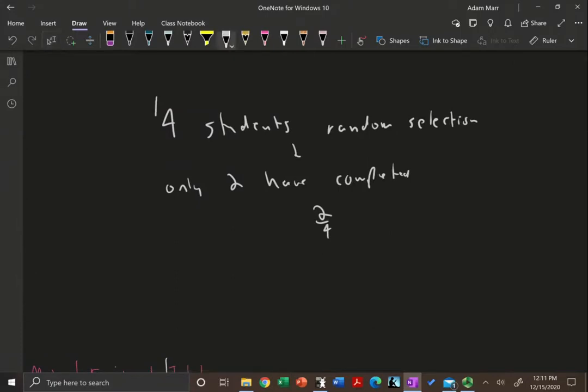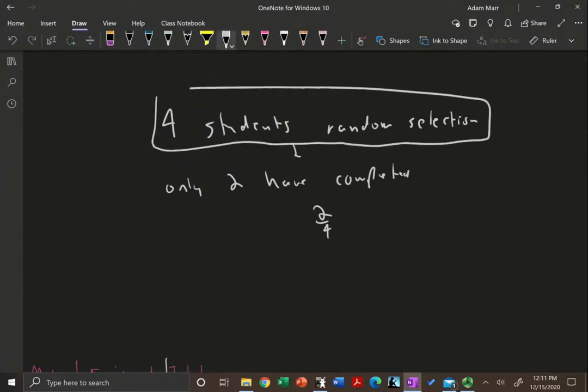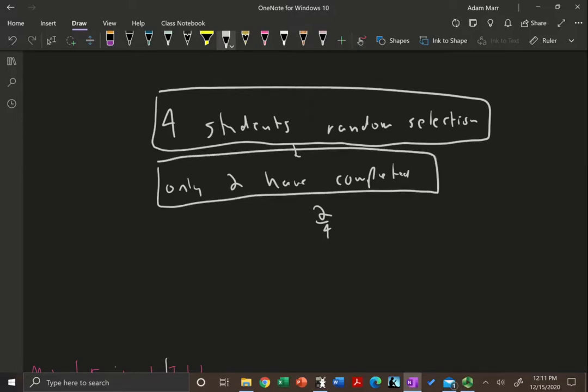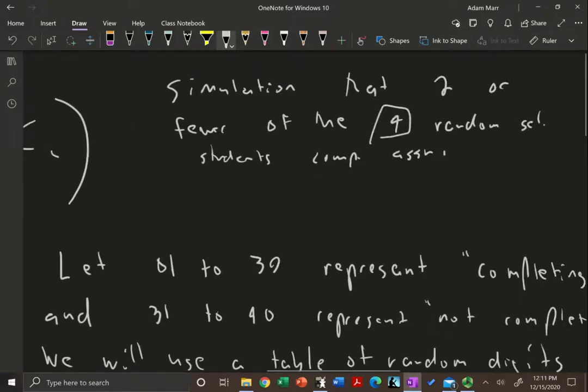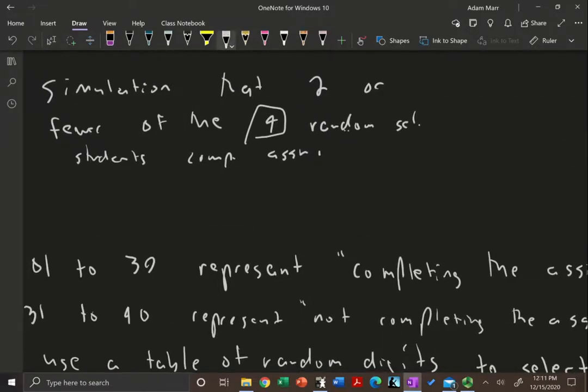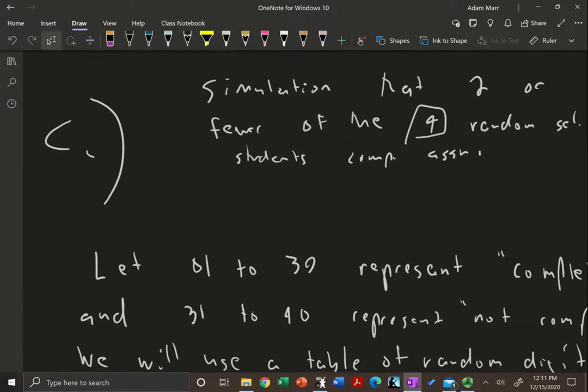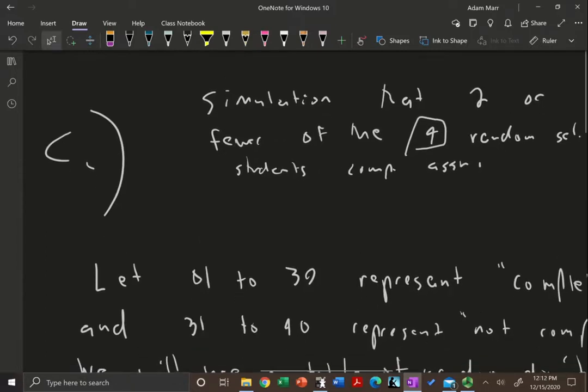All right, so we randomly select 4 students. We're doing some simulation where we randomly select 4 students, and we want to see if only 2 or fewer have completed the assignment. All right. So in this observation, it was 2 out of 4. That's 50%. The reason it's weird is because in the population, it was 75%. So we're trying to figure out if 2 or fewer of the 4 randomly selected students completed the assignment. Okay. So what do we have right here? Now remember, our population probability is 30 over 40 that a student completed the assignment, if you recall.